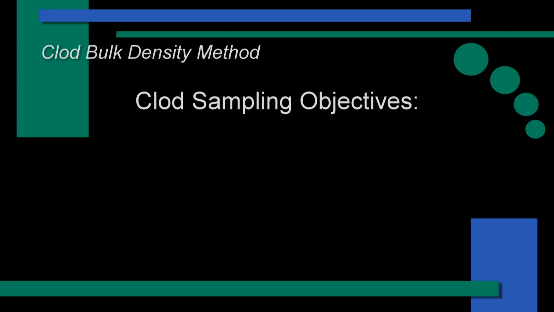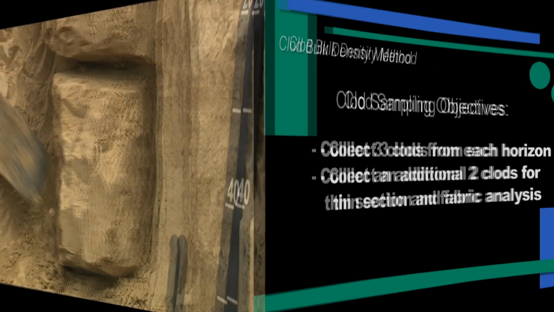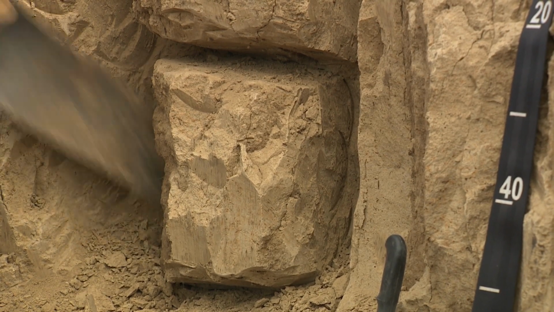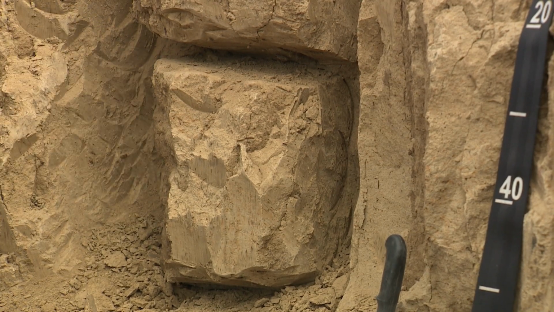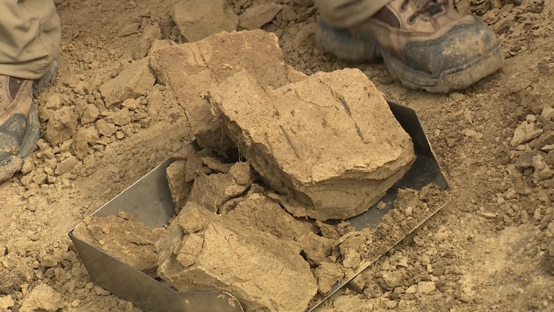Our objective, in the end, is to end up with 3 clods for repetition in their measurements of bulk density, and an additional 2 clods if you are going to, at the same time, do sampling for thin section or fabric analysis. That's not always done, so you have 3 as a minimum for bulk density plus a potential extra 2 clods, for a total of 5 extracted from each layer. So we want to go about the process here in a moment.